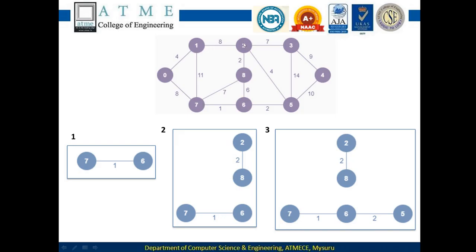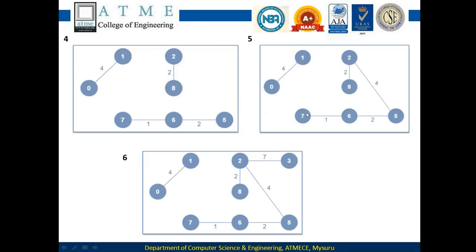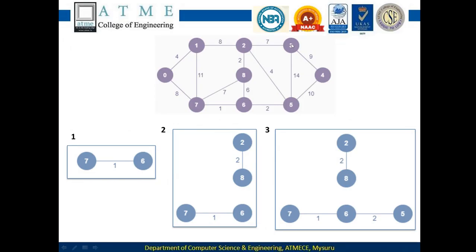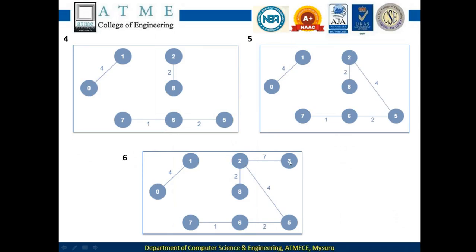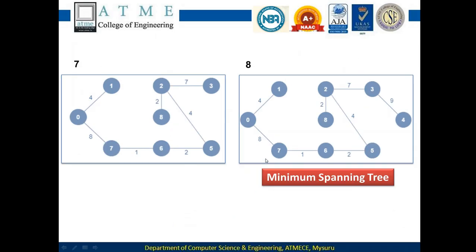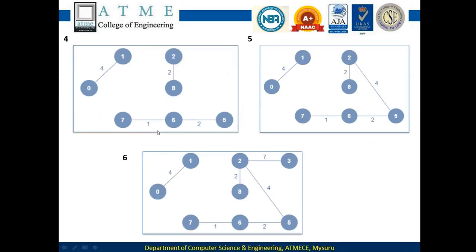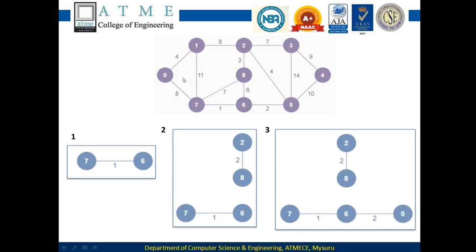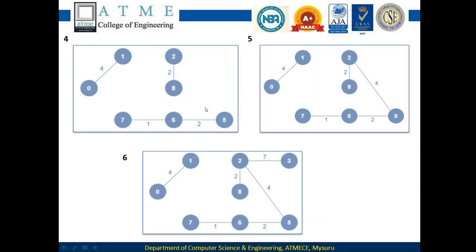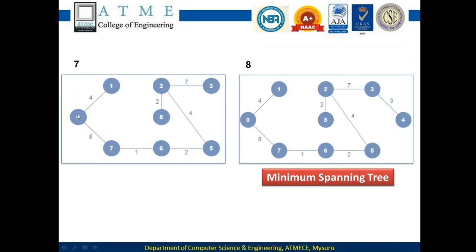So here between 7 and 8 and 2 and 3, and here 7 and 8 we cannot consider. Why? Because it again forms a cyclic graph. So we will consider the edge between 2 and 3. So 2 and 3 we have considered here. So in the next stage we will consider the next weight after 7, which is 8. So between the vertices 0 and 7 or 1 and 2, we can consider 0 and 7 or 1 and 2. 1 and 2 forms a cyclic graph itself. So we will consider here the edge between 0 and 7 with the weight 8.